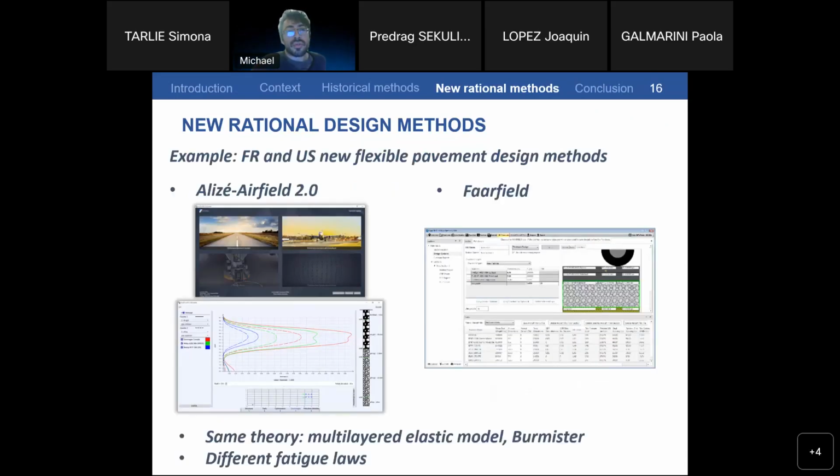Just two examples of software. So you have for the new design, the ALIZE Airfield software on the left, which is the French software, and on the right, the FAARFIELD, which is the US software. For both of them, you have the same theory, the multi-layered elastic model of Burmister, but you have different fatigue laws, French laws for the first one, and American ones for the other one.